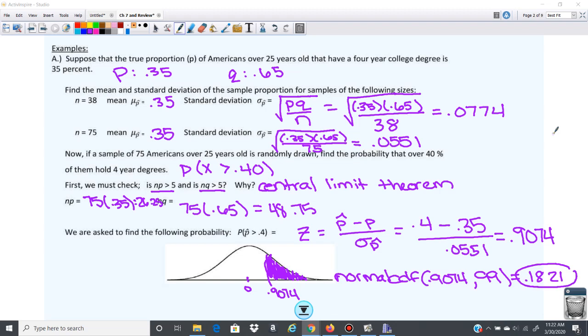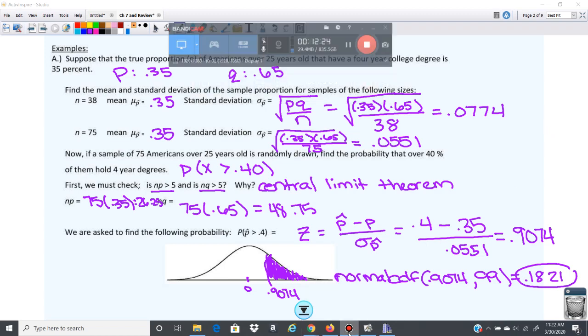All right, let me go to another example. Here we go. And I'm going to create this in a separate video because I don't like to do super long ones.